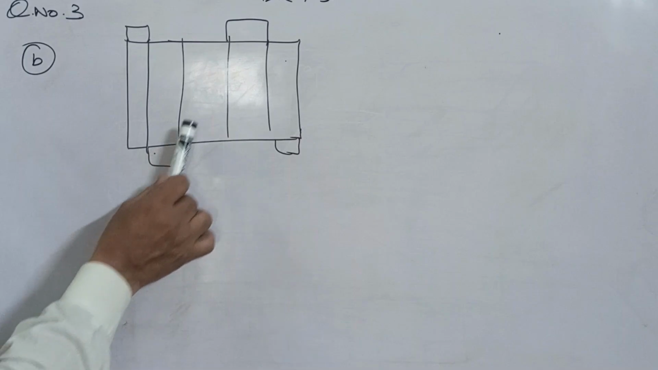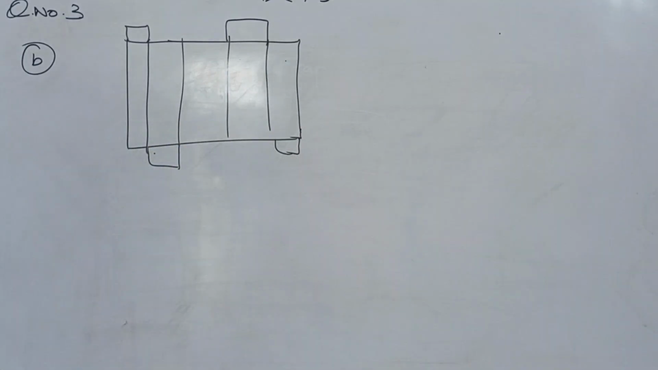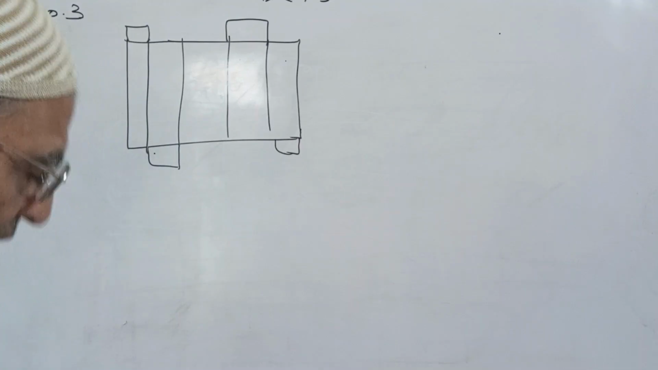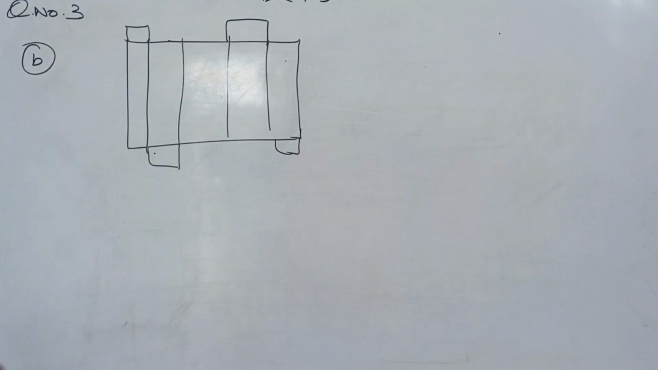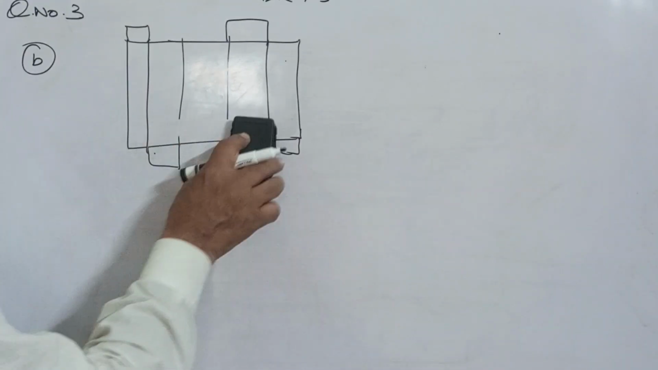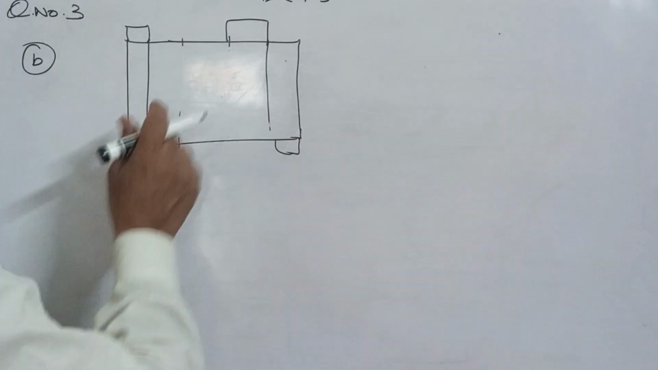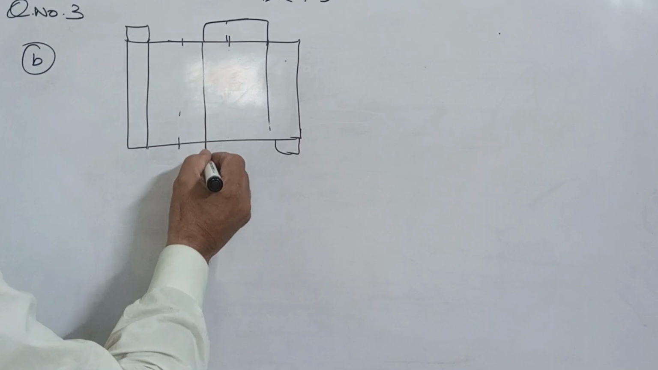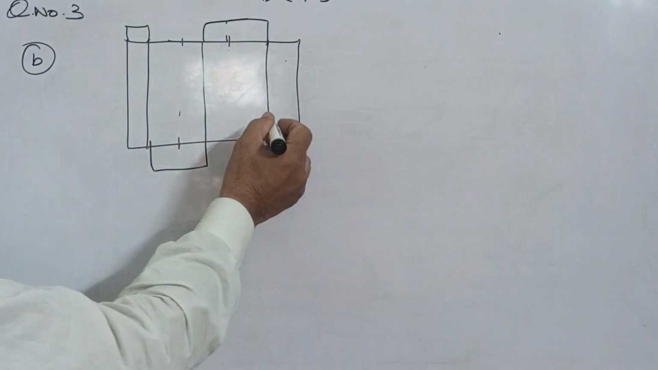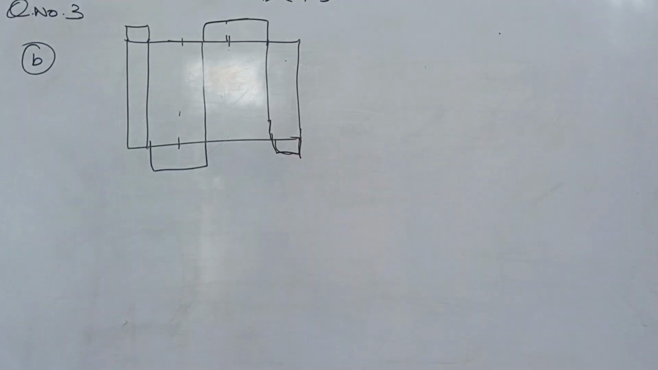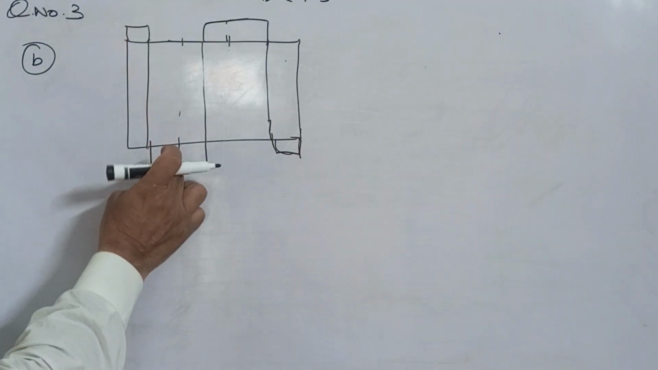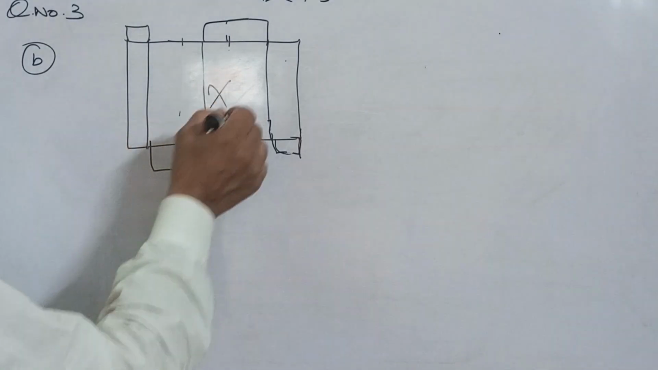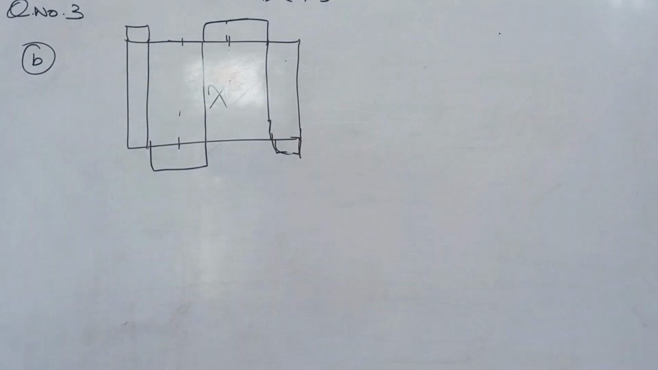1, 2, 3, 4, 5, 6, 7, 8. There are 8 faces. Yes, there are 8 faces. But I told you how many faces? 6 faces. So B is totally wrong. Just rule it out.